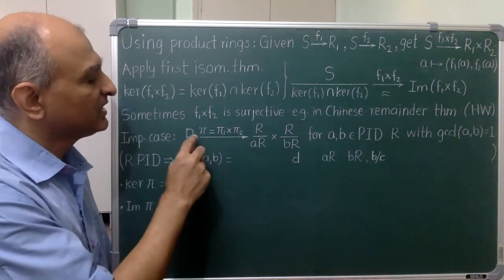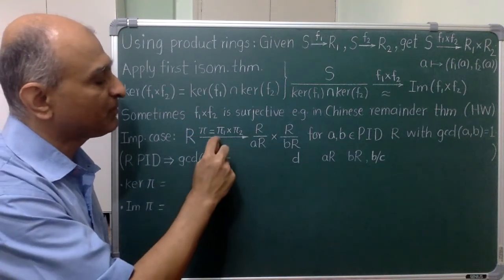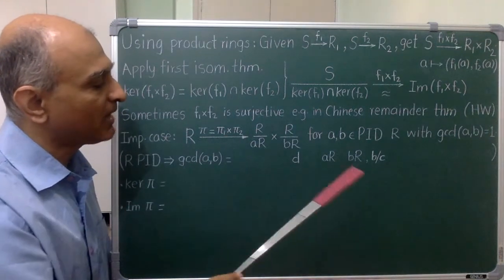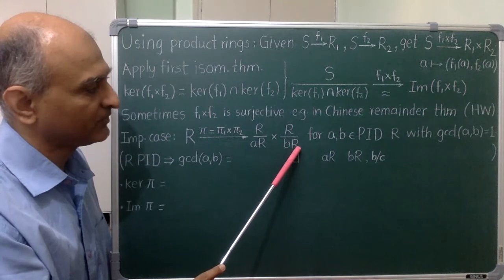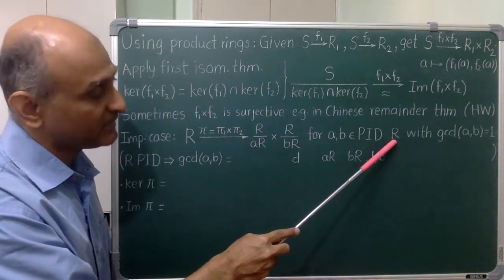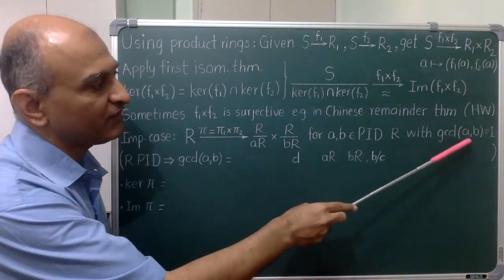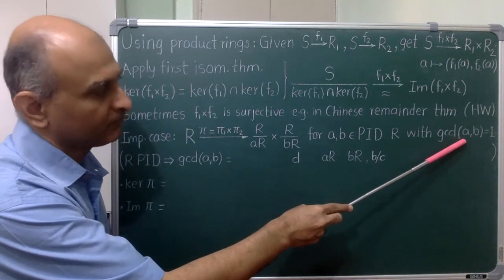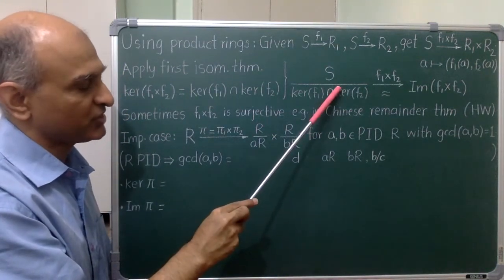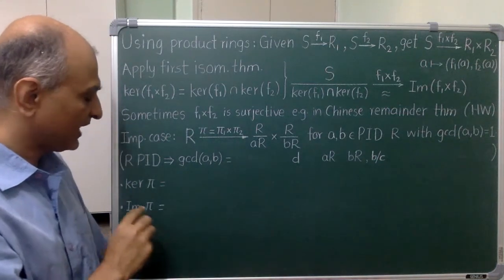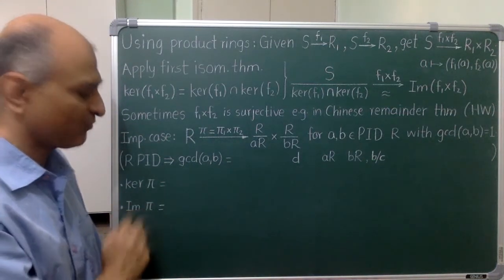And this is the map pi, which is the product of quotient maps onto R mod AR and R mod BR, where R is a PID and the GCD of A and B is 1. Okay. See what this says in the given situation. For that, you will have to calculate the kernel and the image of pi.